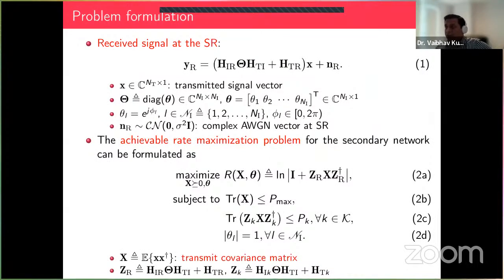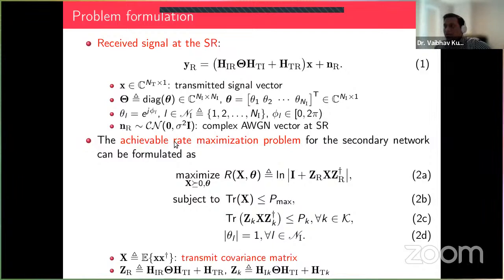Now we try to formulate the problem. For the signal received at the secondary receiver, X is the information transmitted from the secondary transmitter. HTR is the direct link from secondary transmitter to secondary receiver. Now here is the link that is reflected from the IRS. TI is the channel from transmitter to IRS. This theta is a diagonal phase shift matrix that each of the tiles at the IRS provides, and HIR is the channel from surface to secondary receiver.